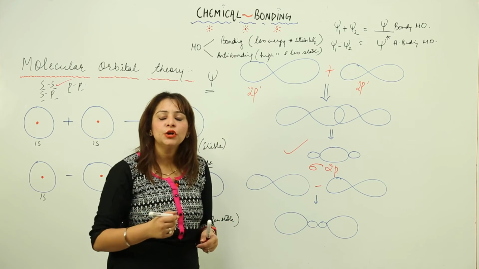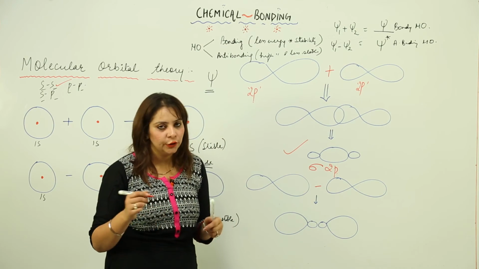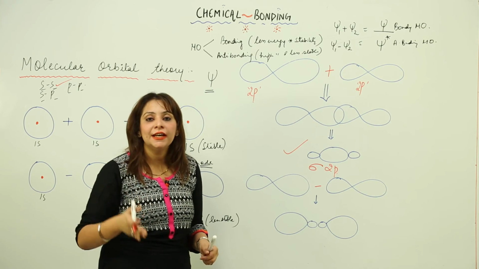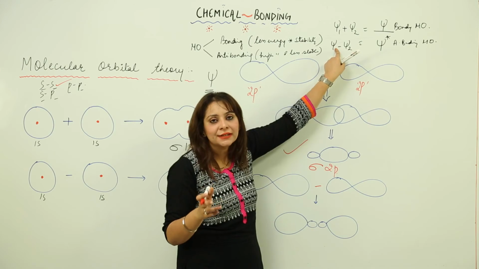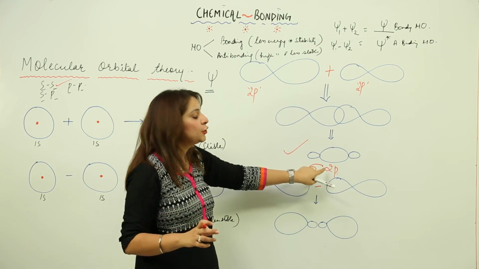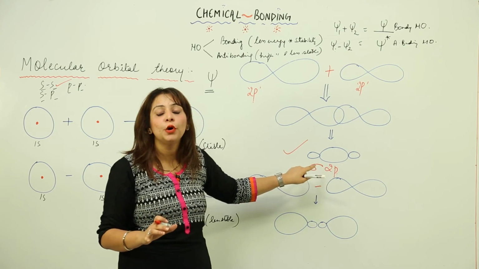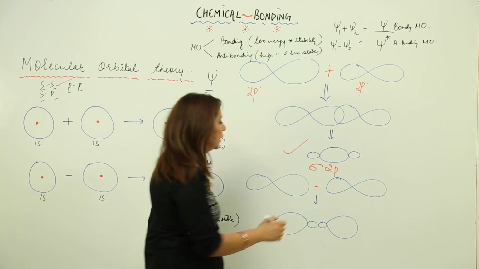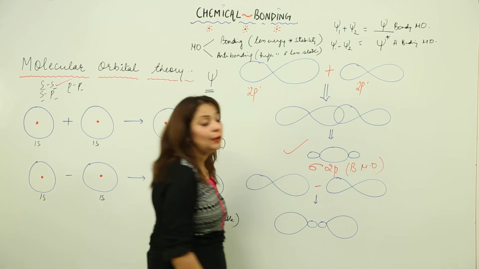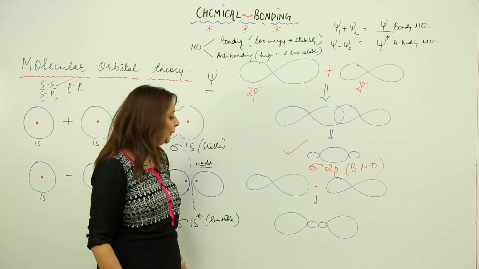So do I have to put an asterisk sign or not? No, you are right, we do not have to put the asterisk sign because it is indicated when the wave functions are subtracted. But here I am adding them, right. So you do not need to put any asterisk sign because it corresponds to a bonding molecular orbital. So this is my bonding molecular orbital. Now let us make the anti-bonding one for 2p.